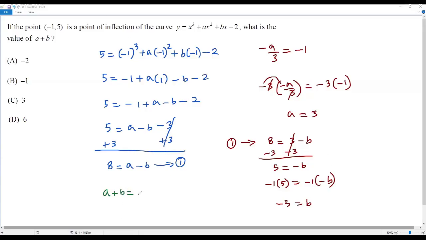Now let's find the value of a plus b. So here the value of a is 3 and the value of b is negative 5. 3 minus 5 equals negative 2. Okay, now I got the value of this expression a plus b. Its value is negative 2. We find negative 2 in answer choice A. The correct answer choice for this question is A.